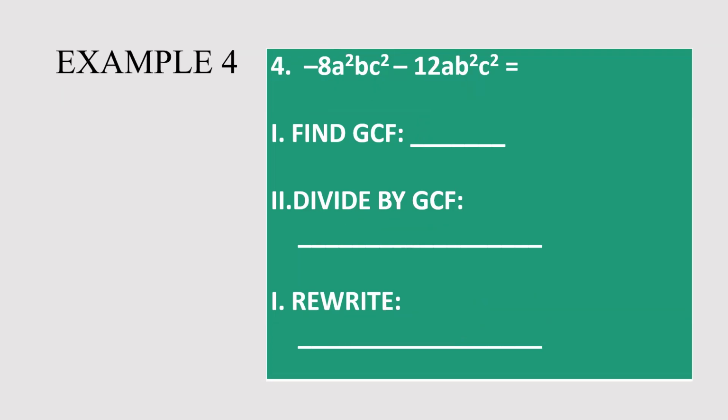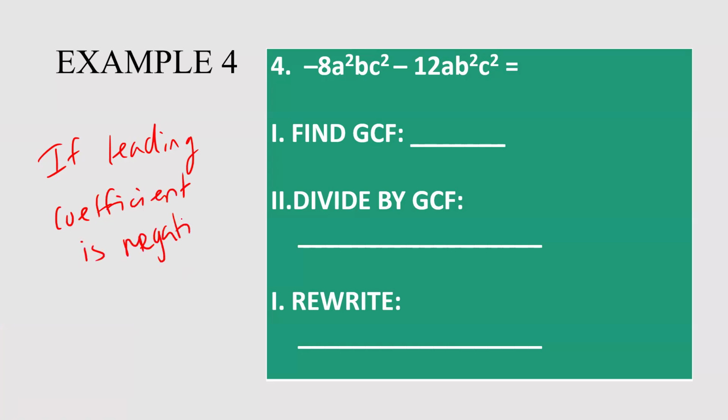Okay. All right. What happens if there's multiple variables? Well, that just means you may have multiple GCF variables. Okay. Variable GCFs. So the other thing we're going to talk about is negative. If your leading coefficient is negative, then your GCF is negative. Okay. If your leading coefficient is negative, then your GCF is going to also be negative.